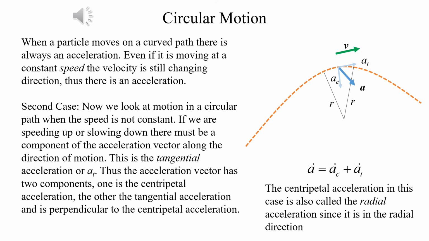So we can write the acceleration vector as the sum of the two components, the centripetal acceleration plus the tangential acceleration. The tangential acceleration describes our speeding up and slowing down, while the centripetal acceleration tells about the change in direction. And since the centripetal acceleration is in the radial direction, you'll often see it written as simply the radial acceleration using an r subscript instead of the c subscript.